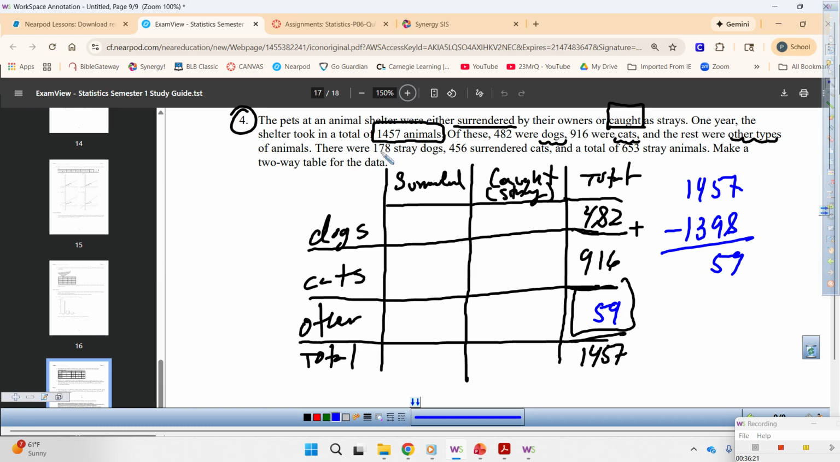Next, there were 148 stray dogs. 148 stray dogs. Where does that go? Caught. 178. 456 surrendered cats. 456. And the total of stray animals was 653. Total of stray animals, 653. With that information, do you know how to find the rest? Yes, right? All right, I'll stop right there.